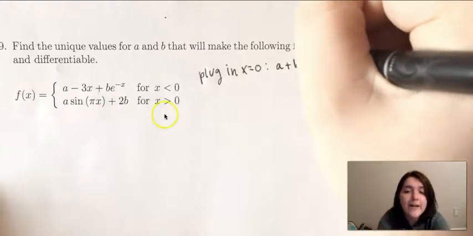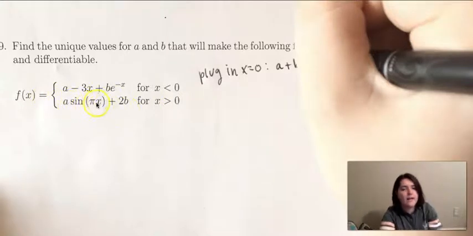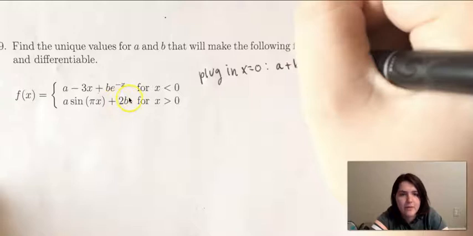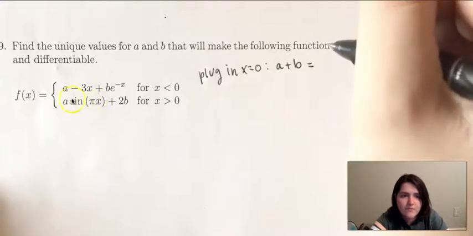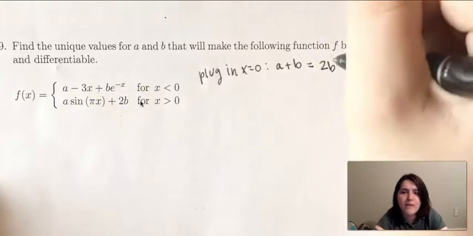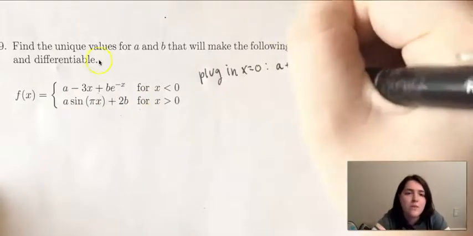And then we want to look at the right side. So it's the greater than side. So we're looking at this, and then we're going to plug in 0. So a times sine of 0. And sine of 0 is 0. So basically this is going to be 0 plus, and then we're plugging in nothing because b is just a constant. So this is 0 plus 2b. So it's just 2b.